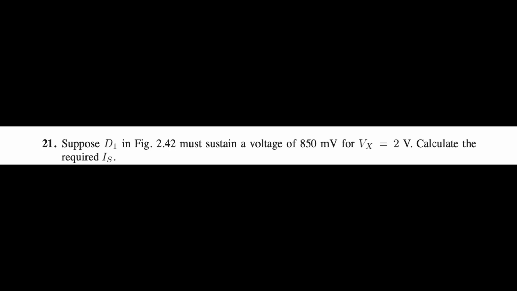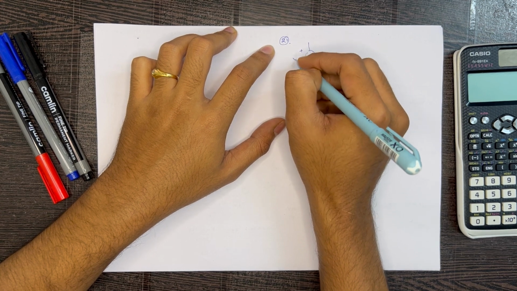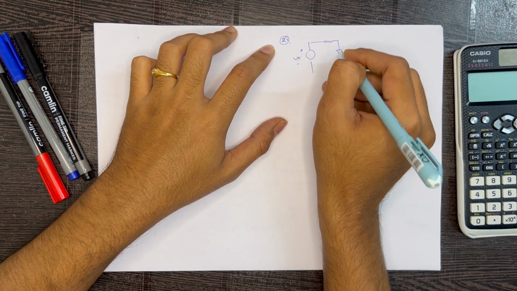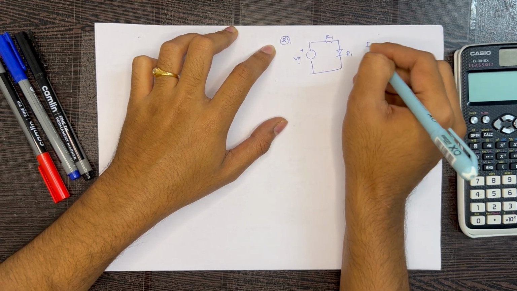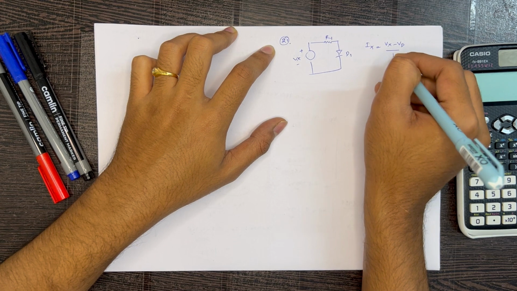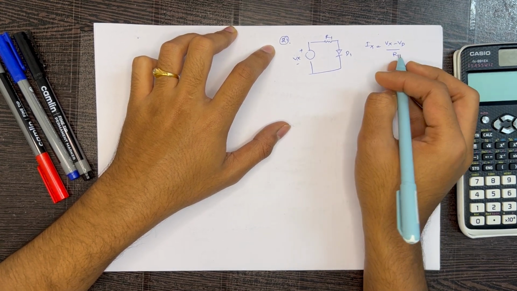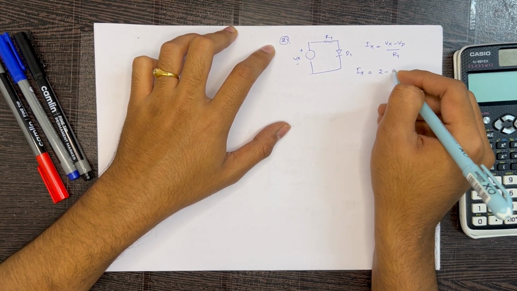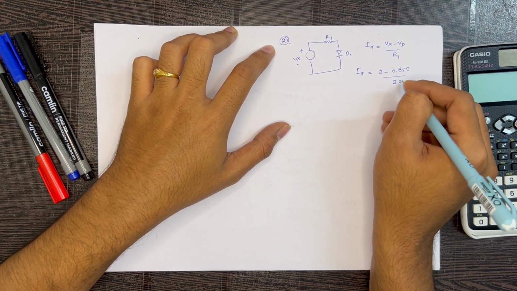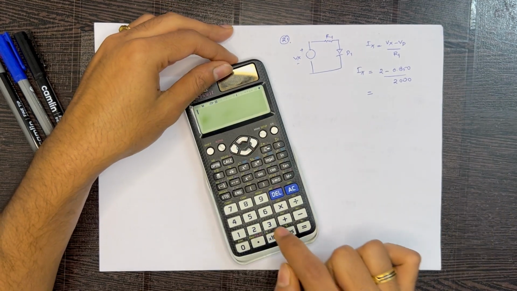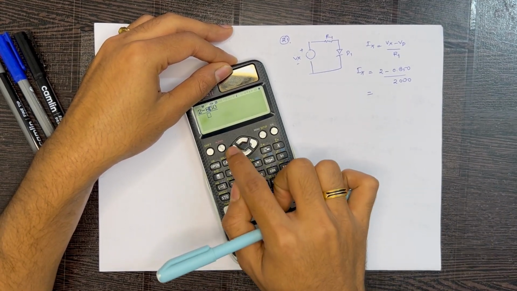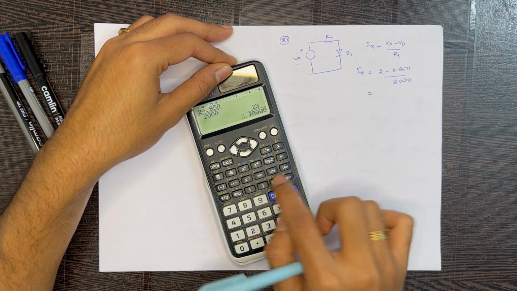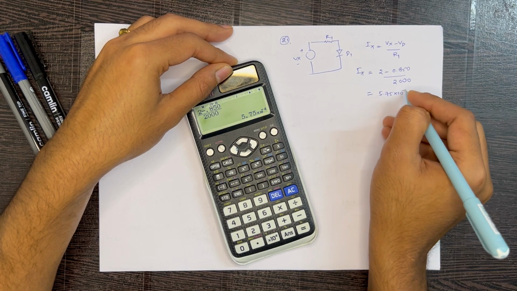They say that suppose D1 in figure 2.42 must sustain a voltage of 850 millivolt for Vx equals 2 volt. Calculate the required Is. So we know that Ix is (Vx minus Vd) by R1. We need to calculate saturation current. So let's find out the supply current first. Vx is 2 volt, Vd is 0.850, R1 is 2k. The Ix will be (2 minus 0.850) by 2000. It is 5.75 into 10 power minus 4 ampere.